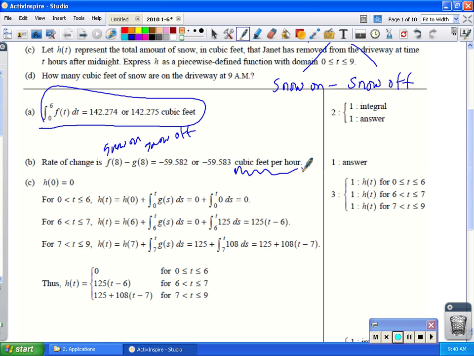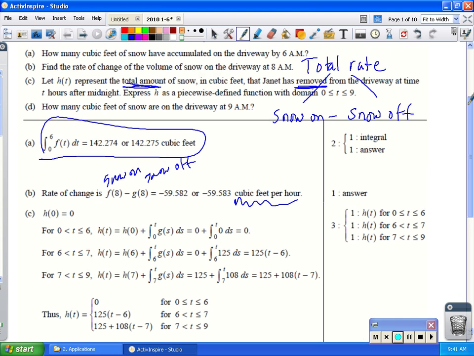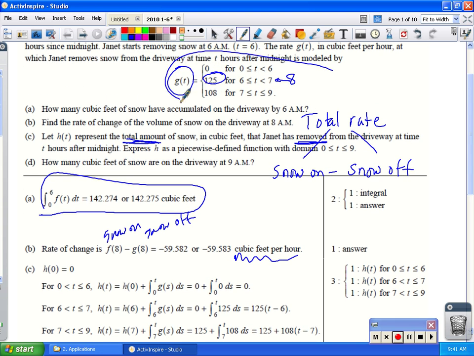In part C, h of t is a brand new function, and h of t represents total snow. So we have to accumulate snow. It looks like we're going to have some integration going on here, and we're accumulating the snow that has been removed. So we're really focusing on the g of t function. In other words, g of t would be the derivative of h of t. It's how fast she's shoveling snow. And so they say, well, you know g of t, you know the rate. Find for us the original function.